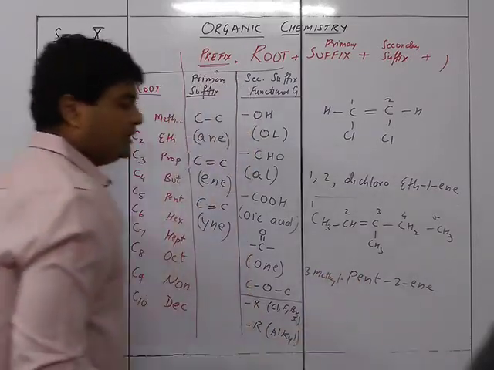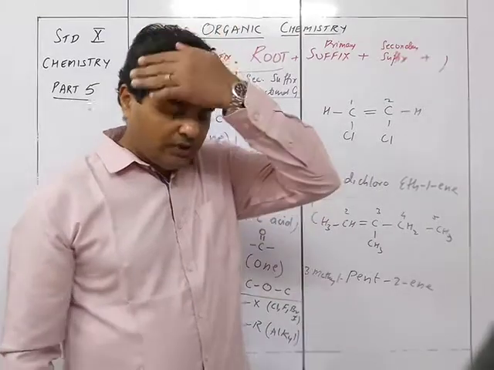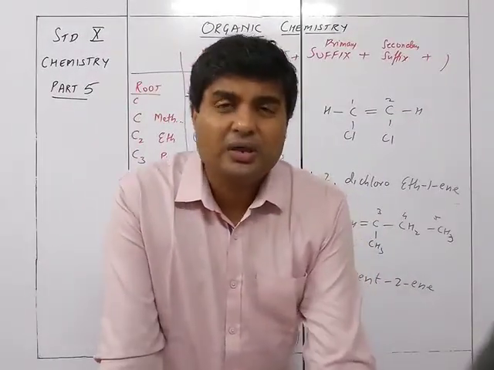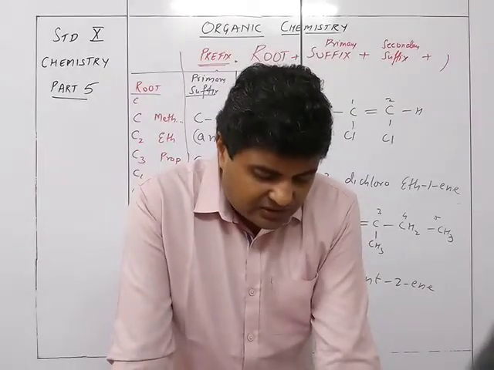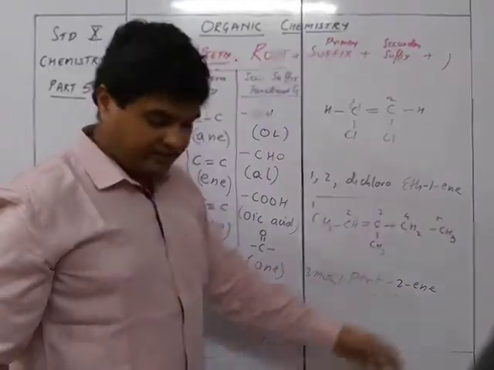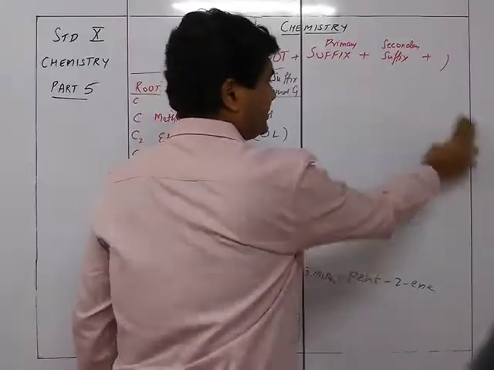So the name will be 3-methyl pentene. Okay, so this gives you an example of how the names are given. Writing the structural form, similarly you can also convert it the other way. For example, if this is the name given to me, how can I draw the structure diagram?